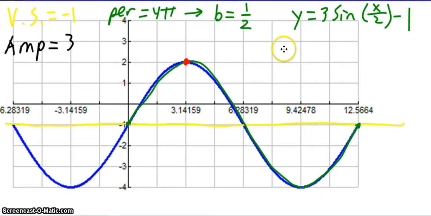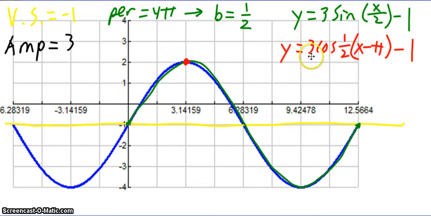So I'm going to say y equals 3 cosine. Again, I like to write the b value outside of the parentheses so that I can see the shift easier. So if I write y equals 3 cosine of 1/2 times the quantity x minus pi, and then minus 1, here I can see the horizontal shift and I can still see the b value.